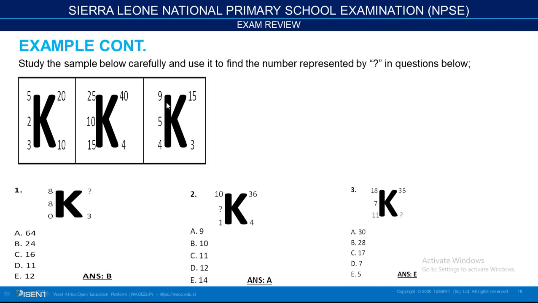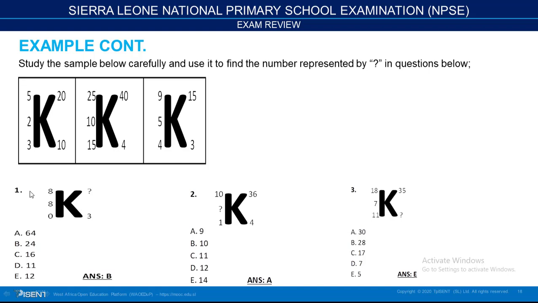9 minus 5 gives 4. 3 times 5 is 15. 5 minus 2 is 3. 10 times 2 is 20. 25 minus 10 is 15. 4 times 10 is 40. 9 minus 5 is 4. And then 3 times 5 is 15. Correct relationship. So that is what I should use in all of this.